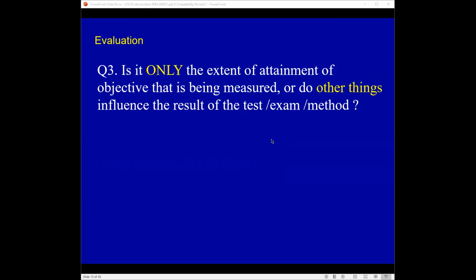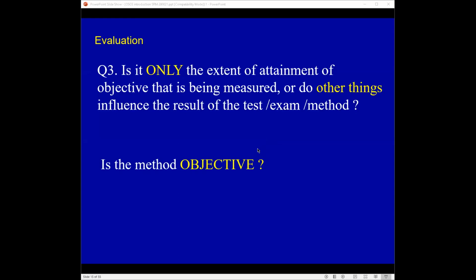Now, you and me, having faced exams, having conducted exams, having had numerous students come in front of us, I'm sure understand what is the intent of this question. Is it only the extent of attainment, or do other things influence the result of this test or exam method? Maybe at that point, the mindset of the examiner or the circumstances in which this exam is going on. So this is what we ask, is this method objective?